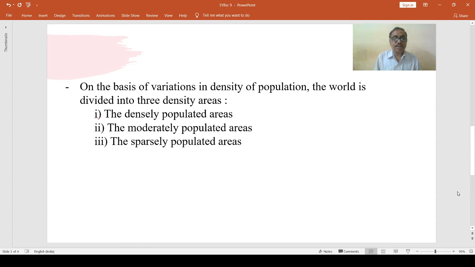The world is divided into some areas on the basis of density of population. These areas are densely populated areas, moderately populated areas, and sparsely populated areas. Densely populated areas: the density of population is more than 200 persons per square kilometer. The densely populated areas are found where climatic conditions are quite favorable, high production of food, or where commercial activities are developed. These regions are East Asia, South Asia, Northwest Europe, Eastern North America.